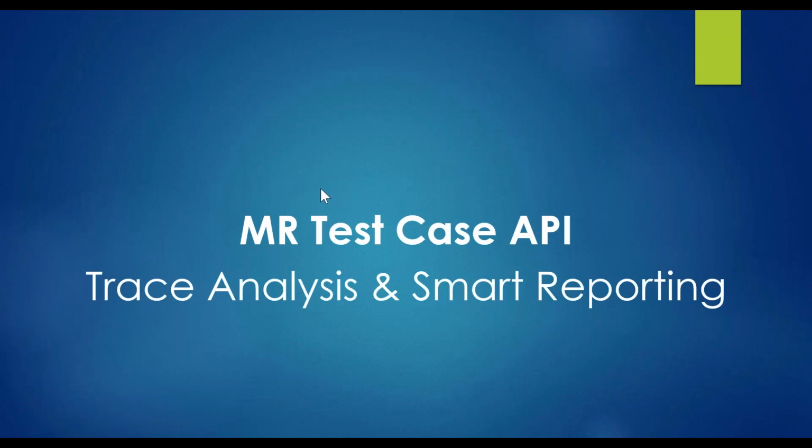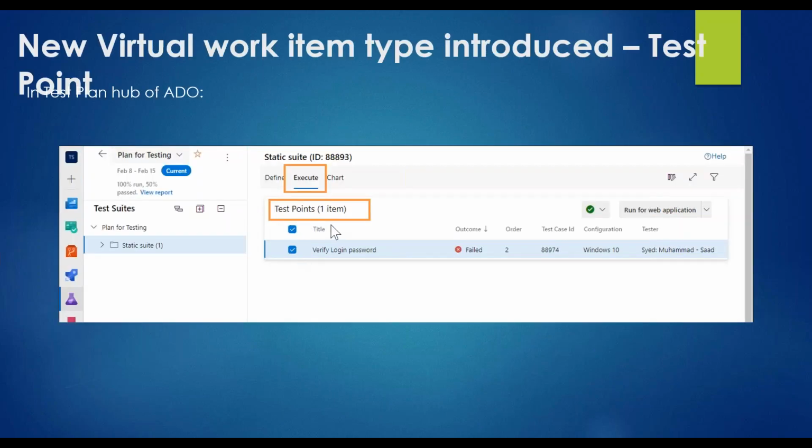The other thing that we did was for test case reporting or test execution reporting, to be more precise, we've added the support for test points. So the test point is in Azure DevOps the latest result on a test execution within a test suite.